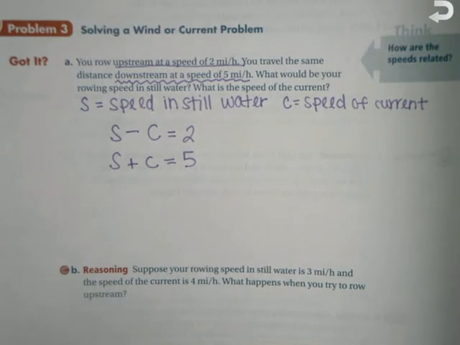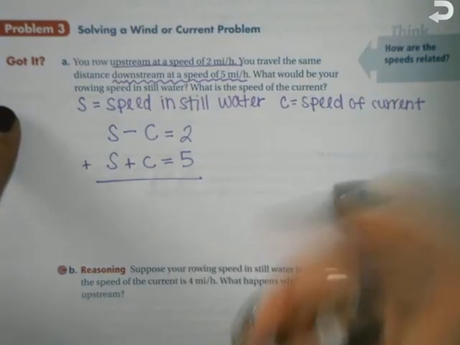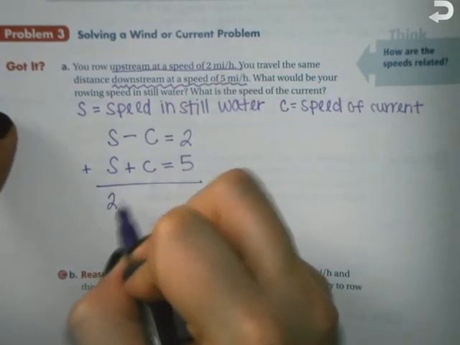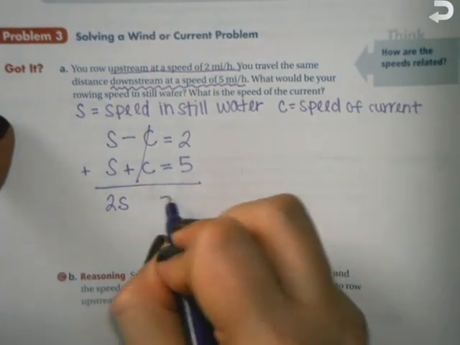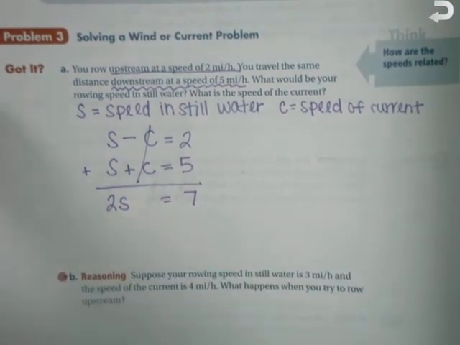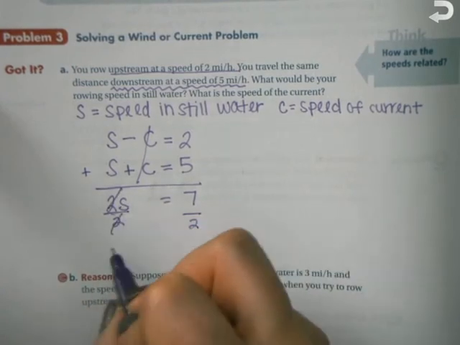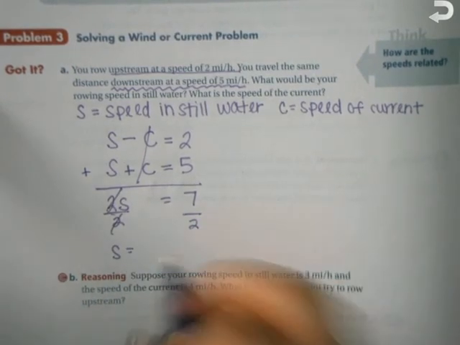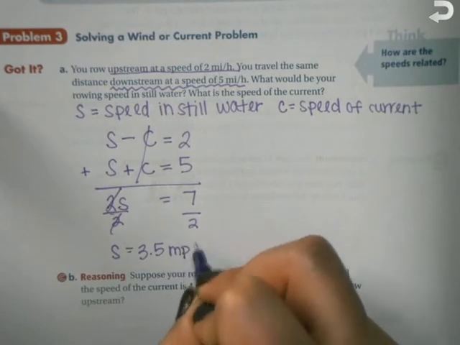What method would you use here? Elimination. Yeah, because look, the C's are already all set to eliminate. So S plus S gives me 2S. Negative C plus C eliminates, equals 7. And then divide by 2. So what does your still water speed come out to? 3.5 miles per hour.